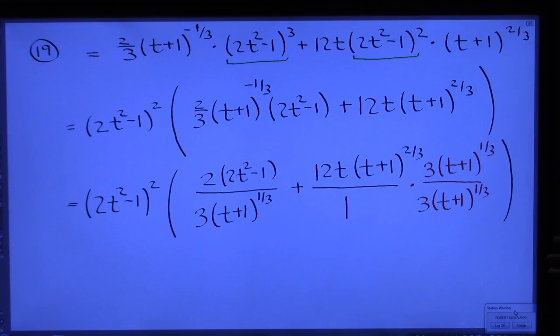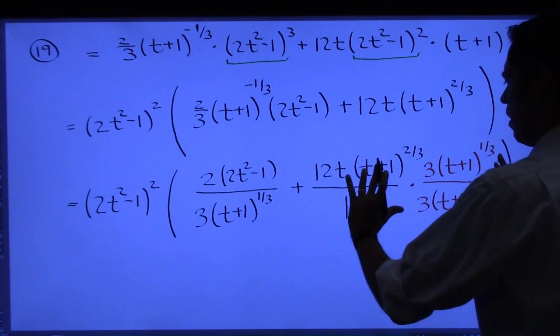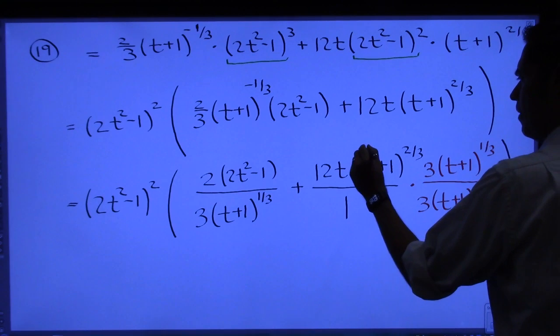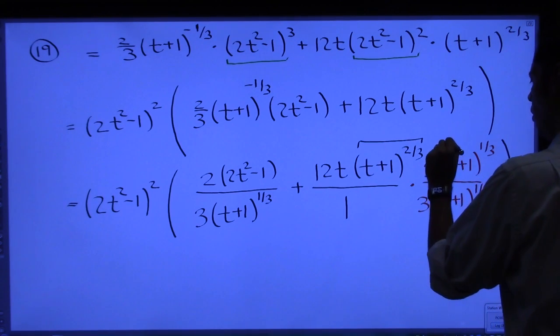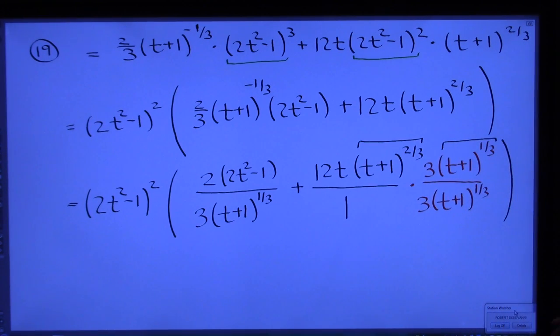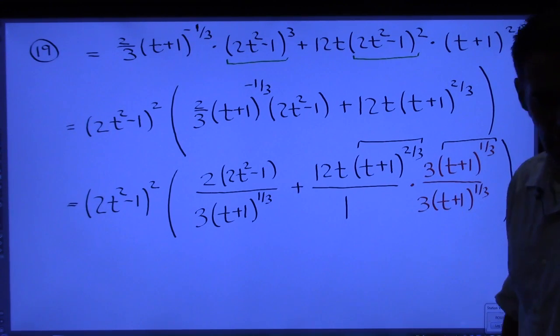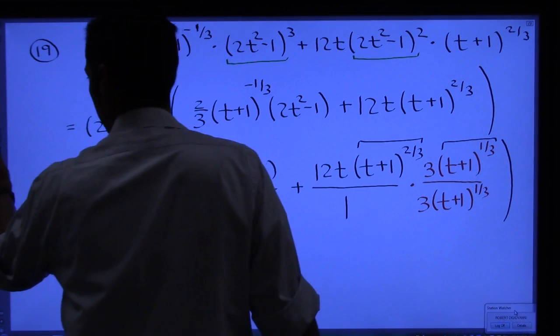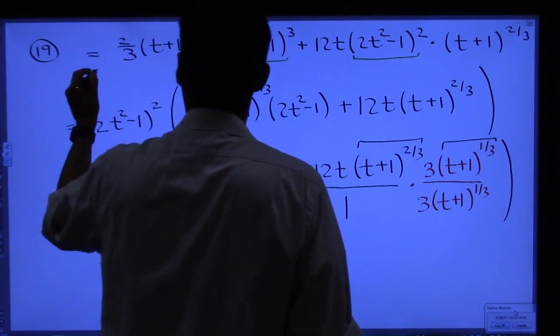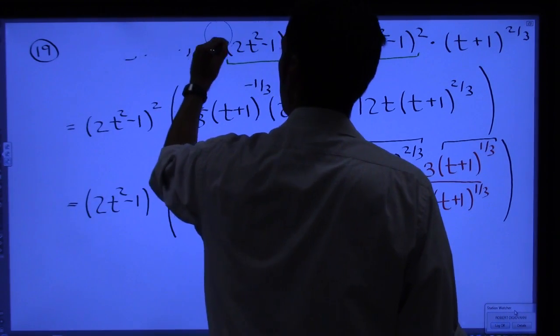And something nice is going to happen here, because when I multiply this across, this right here multiplies with this right here, and since they have the same base, I add the exponents, and 2/3 plus 1/3 is just 1. So this is just going to become t plus 1 to the 1 power on top. So that's really nice.